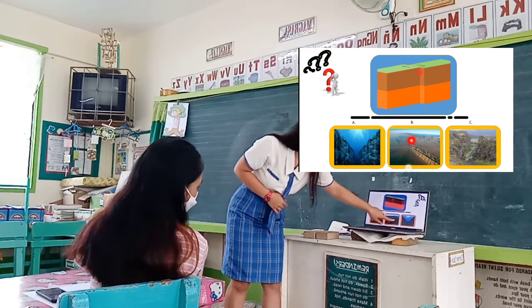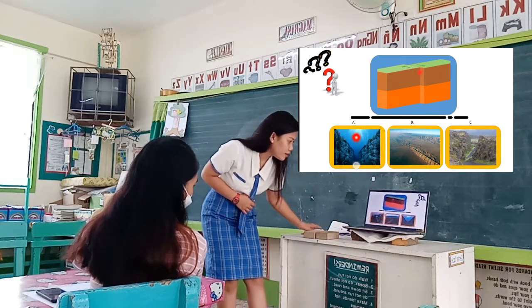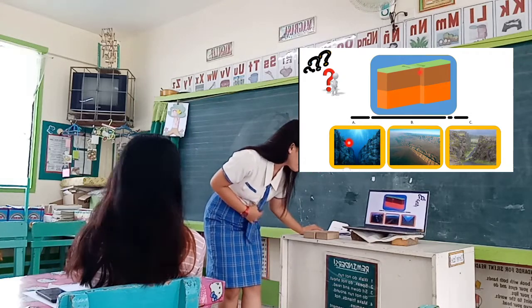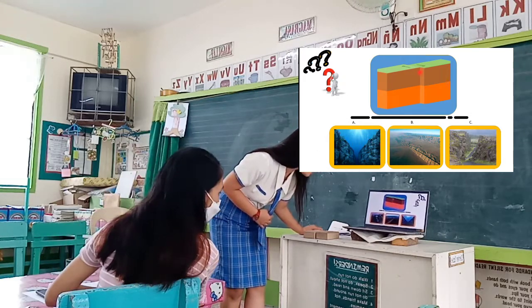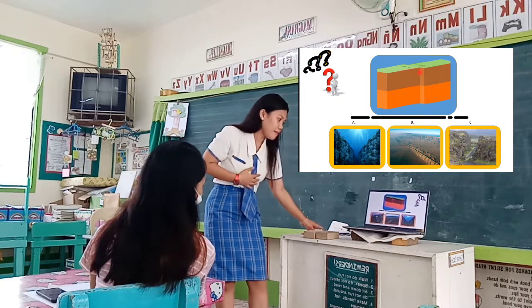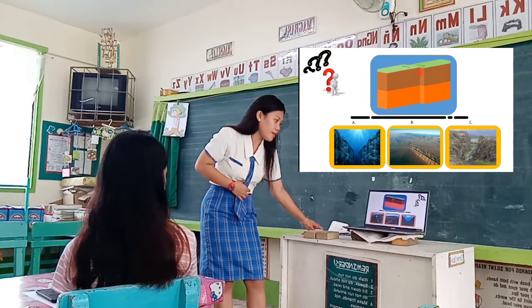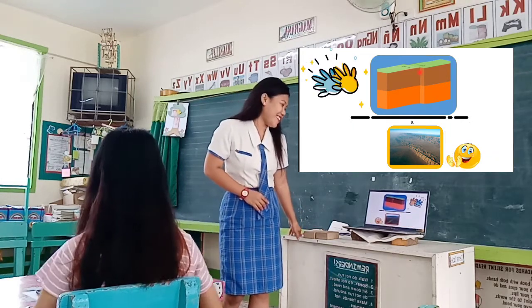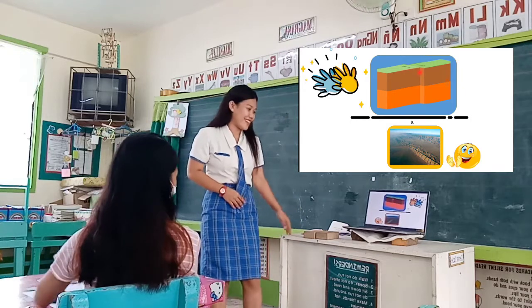B, letter B, ma'am. Letter B? Yes. What kind of form is this? It's just like a fold? Yes. Let's see if the answer is letter B. Oh, very good. You get 5 points.